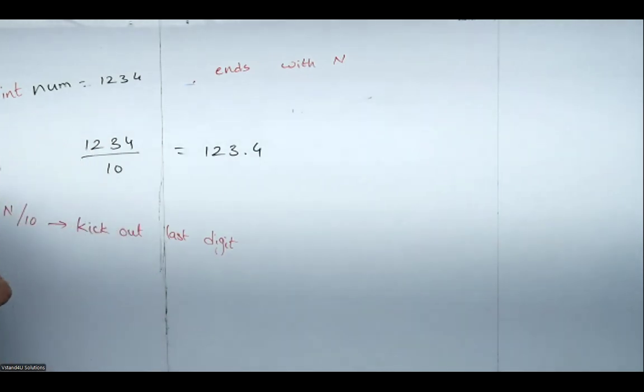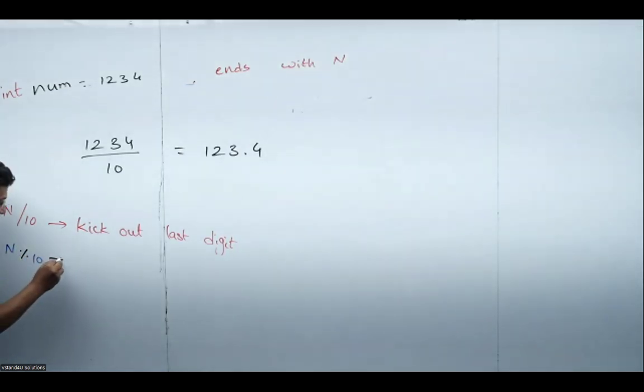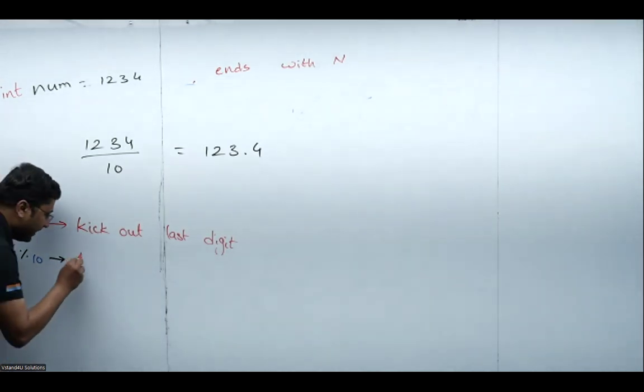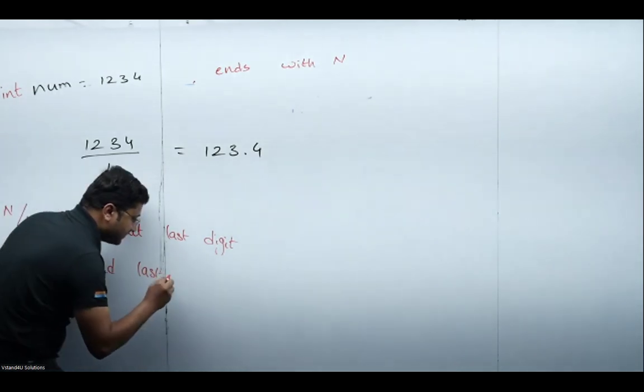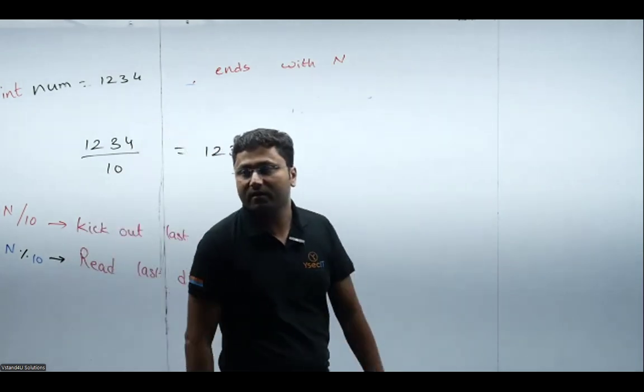What is the operation? n modulus of 10 will read the last digit. Am I clear with everybody?